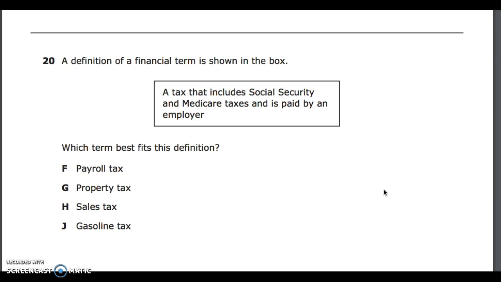Number 20. A definition of a financial term is shown in the box. A tax that includes Social Security and Medicare taxes and is paid by an employer. Which term best fits this definition? F. Payroll tax. G. Property tax. H. Sales tax. J. Gasoline tax.